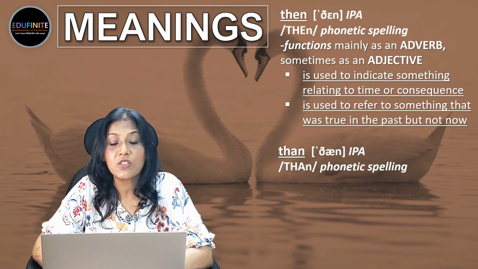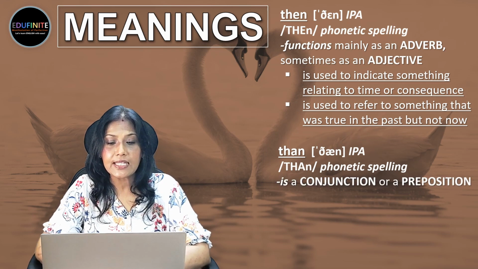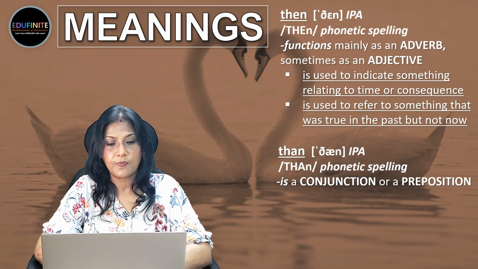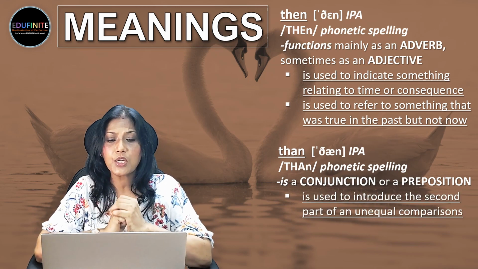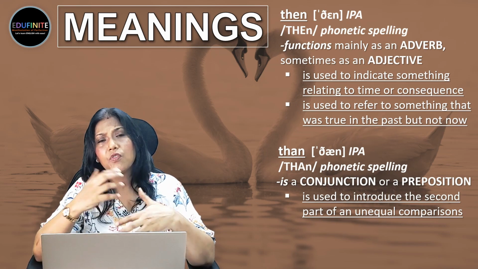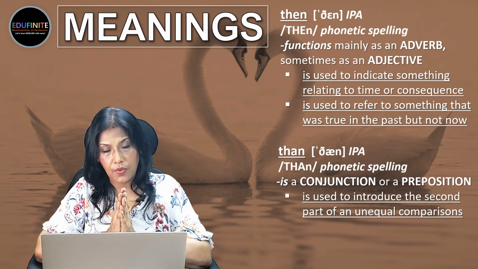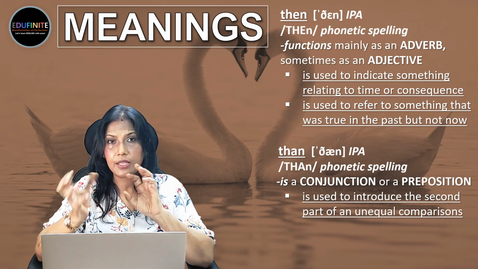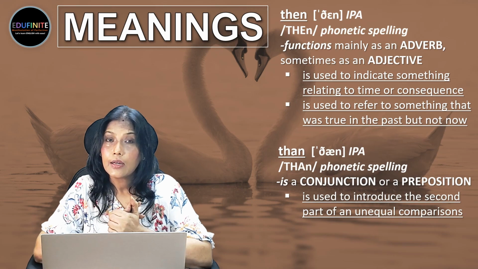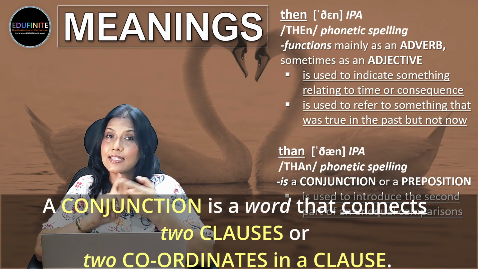Okay, now we come to than, T-H-A-N, and it is a conjunction and sometimes used as a preposition too. Now what is its meaning? As a conjunction, it is used to introduce the second part of an unequal comparison. So we usually use it to compare one thing with the other. So when we compare two things, one with the other, then we use this word than. And what is a conjunction? A conjunction is a word that connects two clauses or maybe two coordinates in a clause.